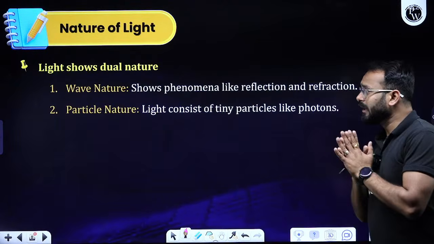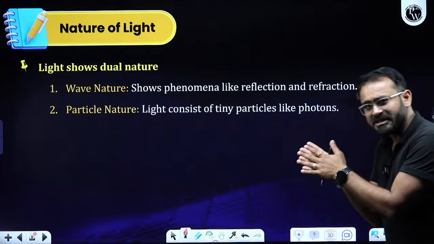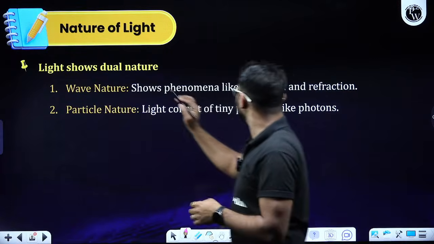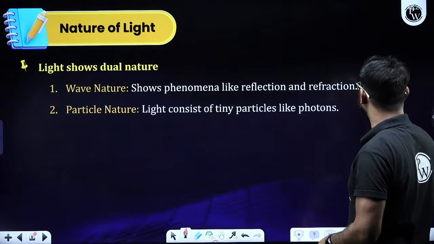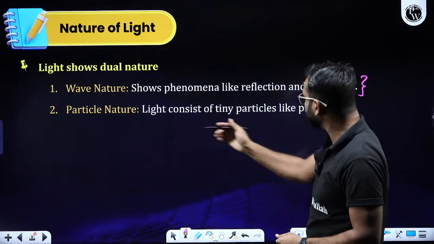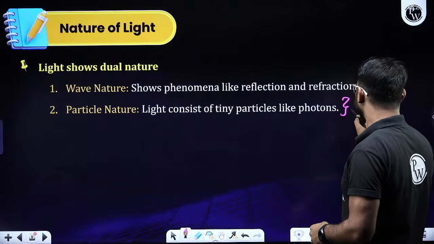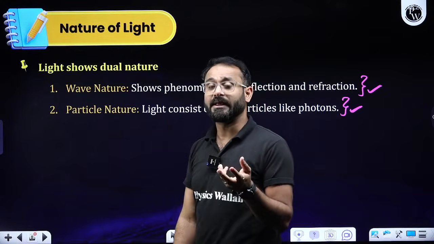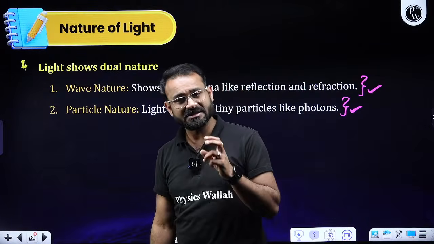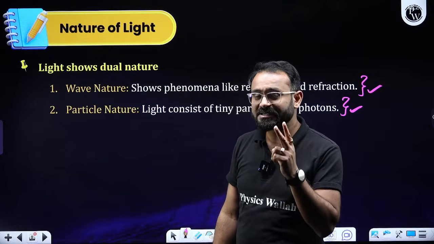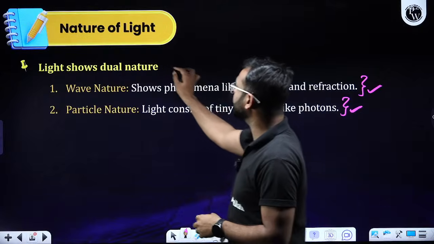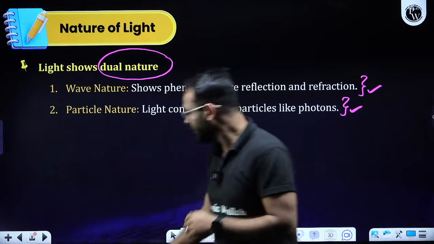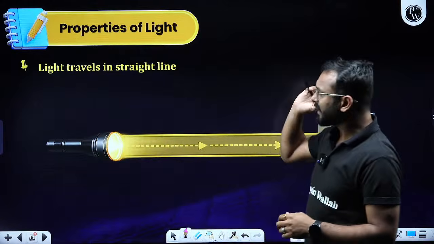Nature of light. As we already discussed, light has dual nature. When it comes to the wave nature, we see the phenomena of reflection and refraction. When it comes to the particle nature, it is a photon, a photon-like particle, and it travels in that way. So this is why it has dual nature. Got it? Light travels in a straight line.